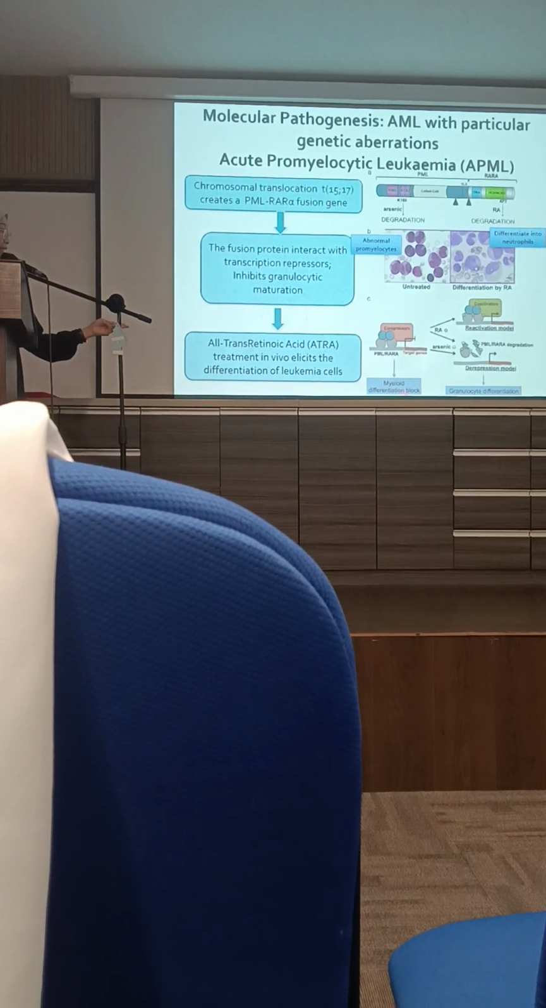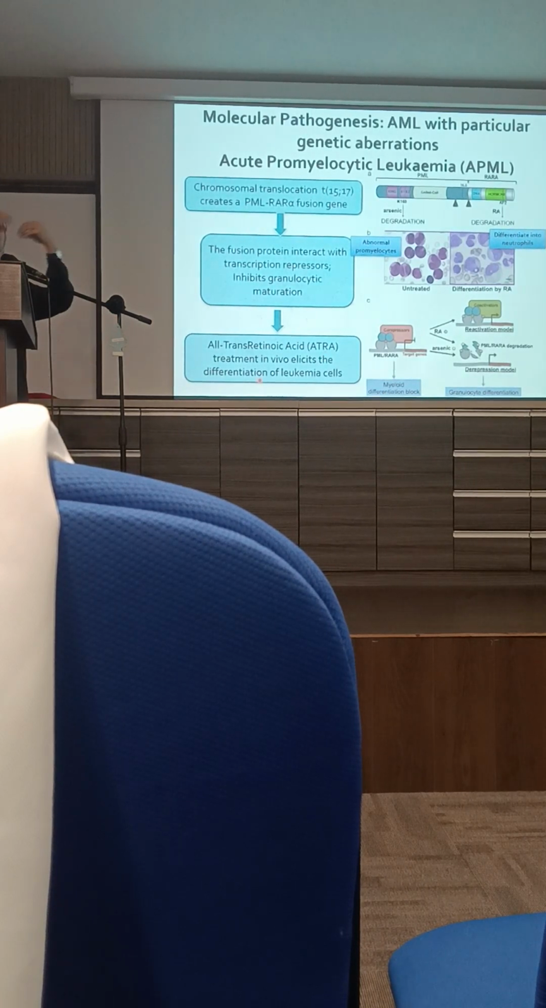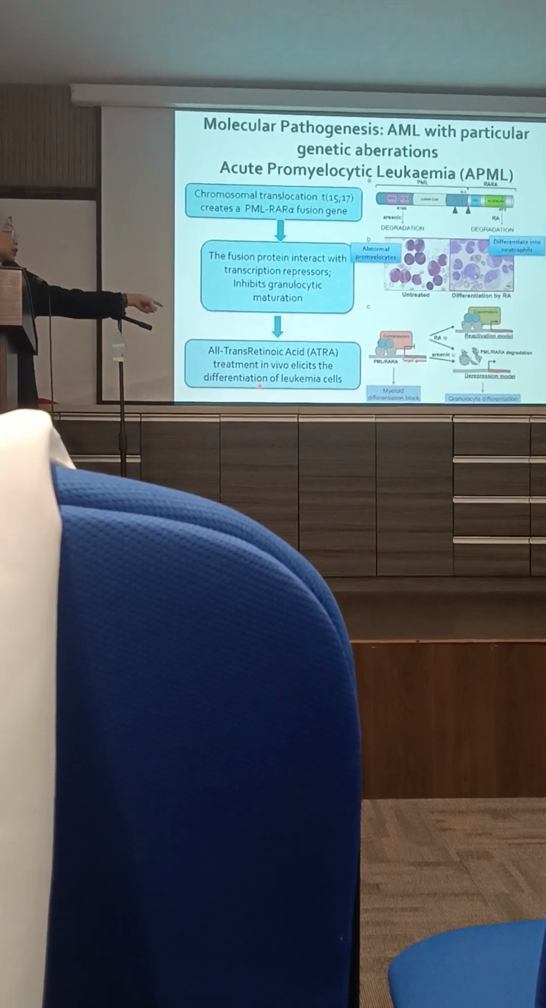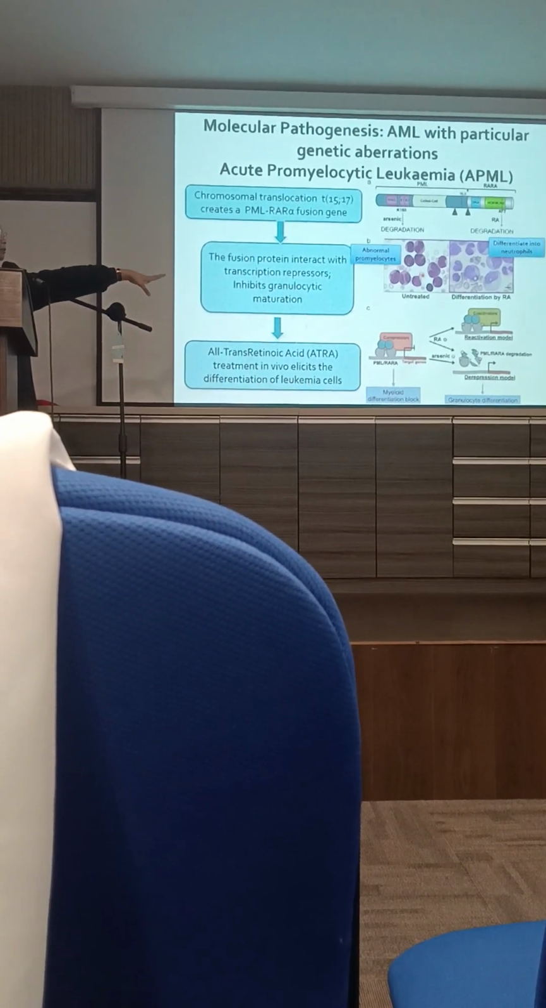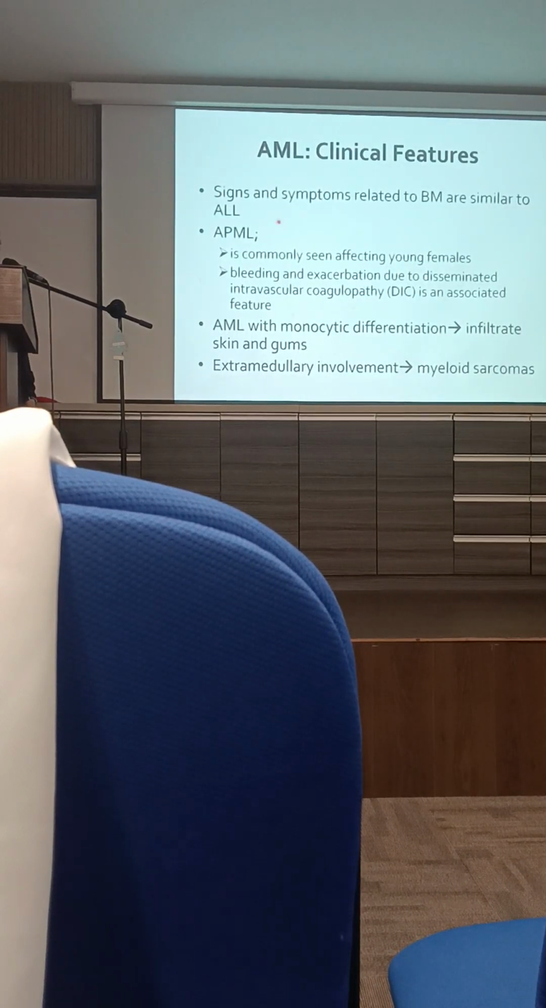Okay, so the drug will reverse this. It will allow differentiation to occur, or both, it's the same. It will elicit the differentiation. It will allow the leukemic cells to differentiate. Okay, the unblock. When it blocks differentiation, the drug unblocks it. Okay.